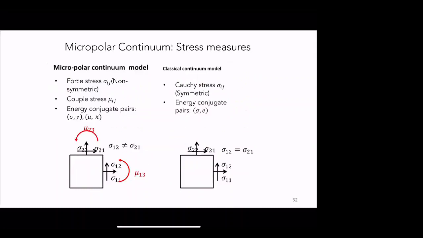Okay, so I just want to emphasize the difference between the classical continuum model and the micropolar. In the micropolar continuum mechanics model, the force stress is non-symmetric, and how non-symmetric it is depends also on the couple stress, which has the unit of a moment divided by the area. And unlike the classical continuum, where we only have one energy conjugate pair between the strain and the cohesive stress, now we have two of them. Okay, so the first order strain to the force stress, and the curvature or the higher order term related to the couple stress.